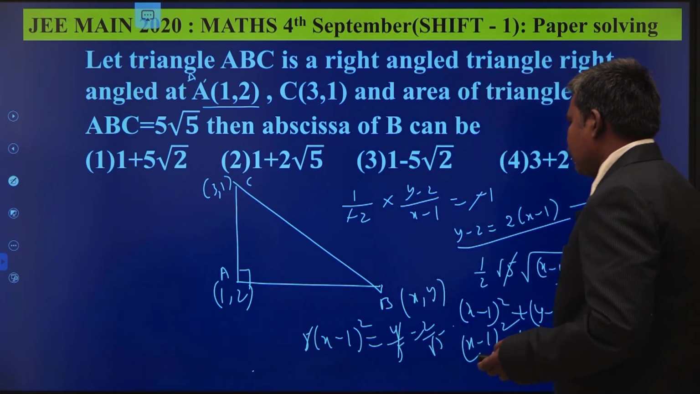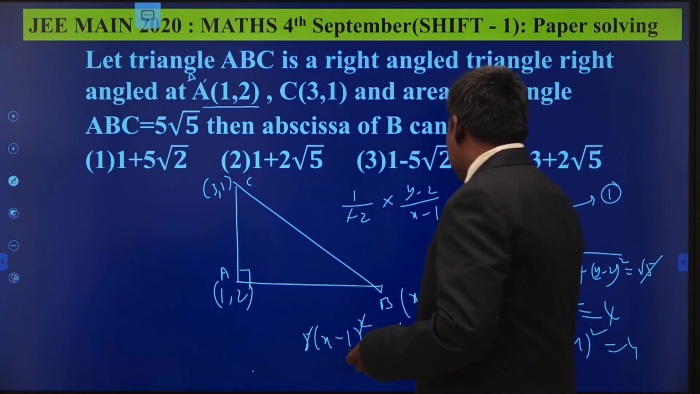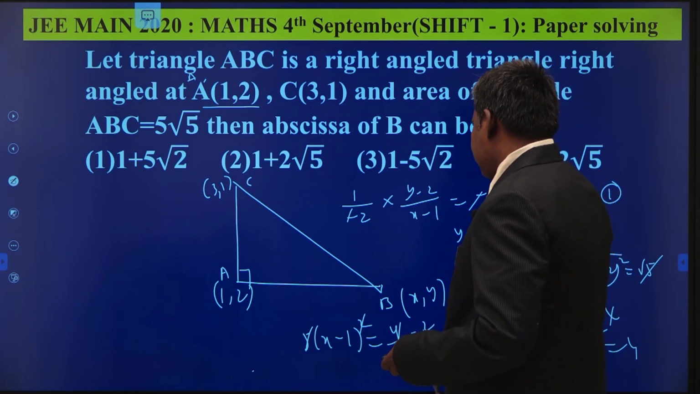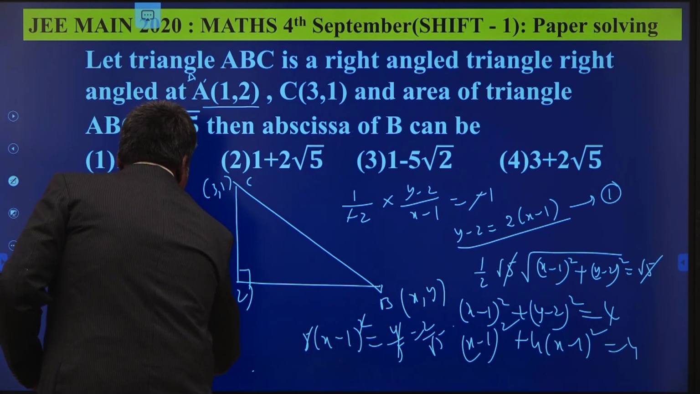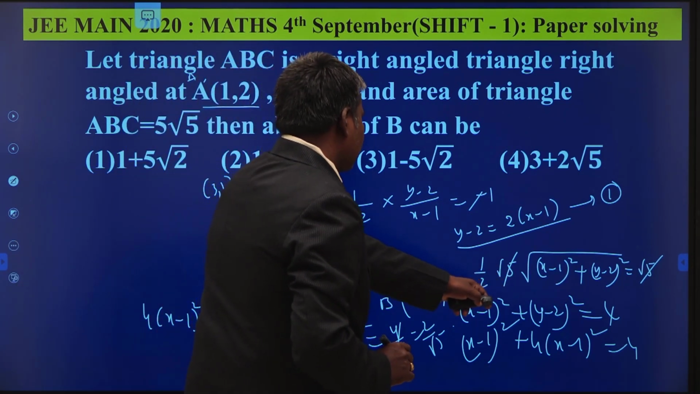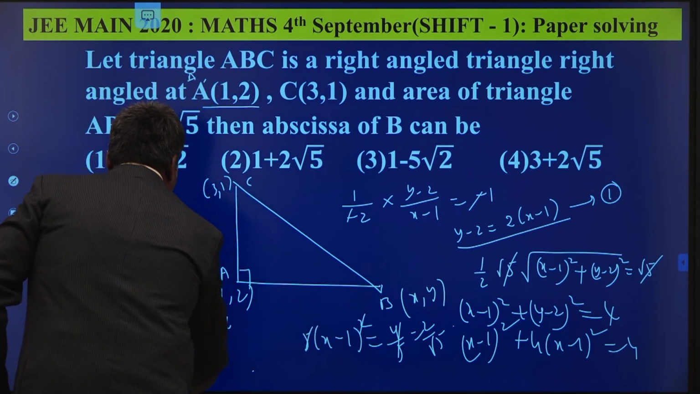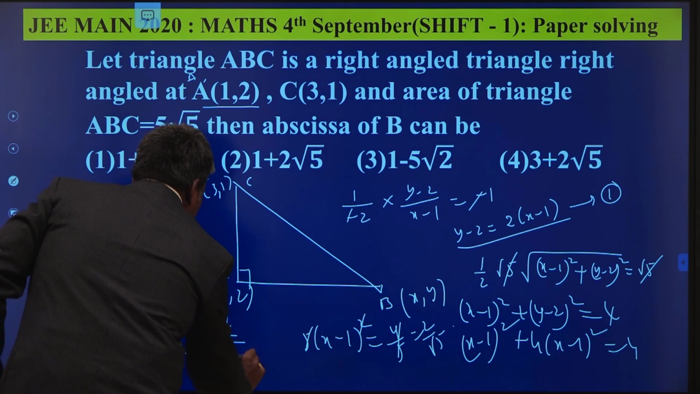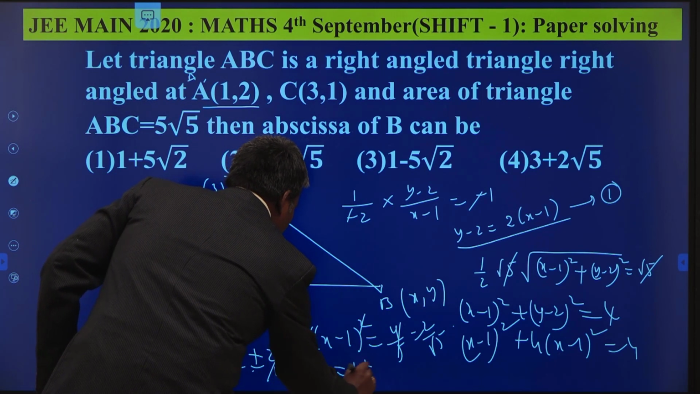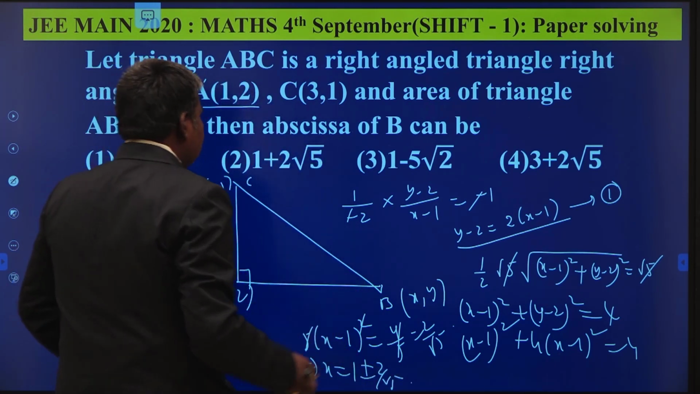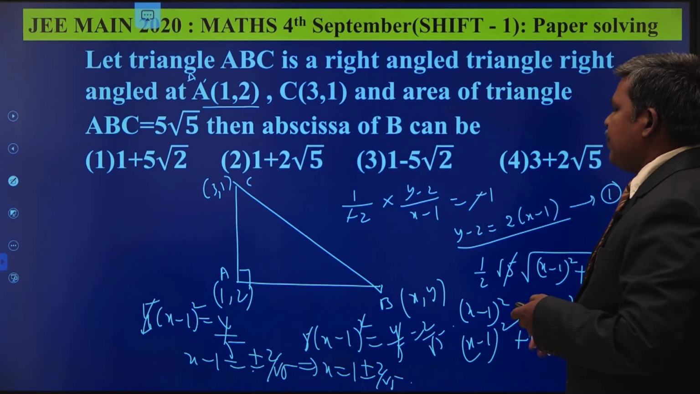X minus 1 is equal to plus or minus 2 by root 5. From that you can calculate X is equal to 1 plus or minus 2 by root 5. So you can easily write the X coordinate of B. Okay.